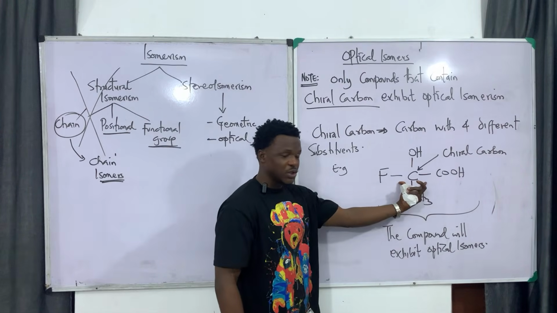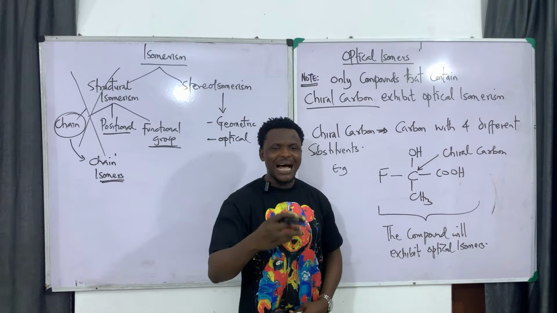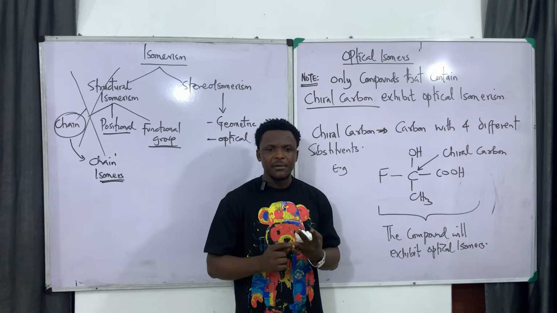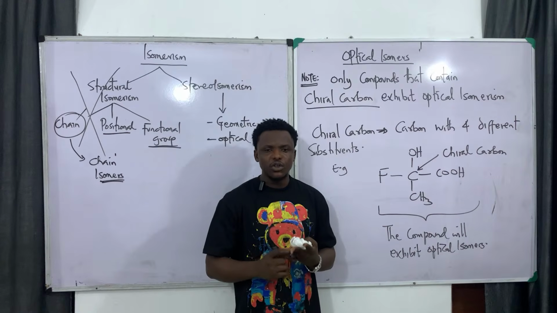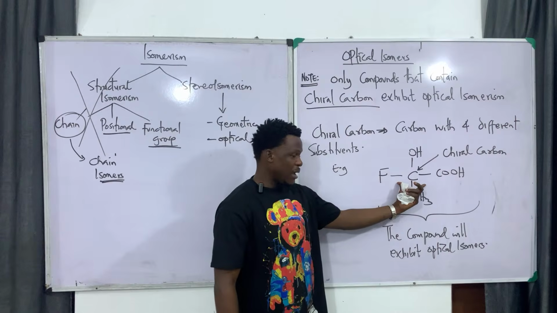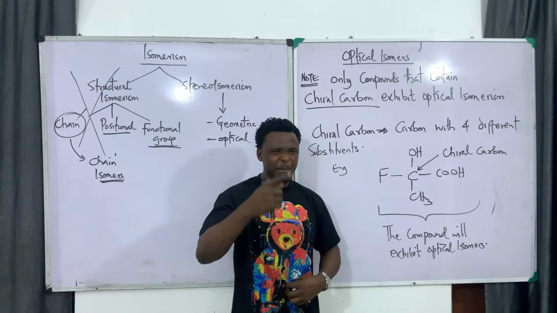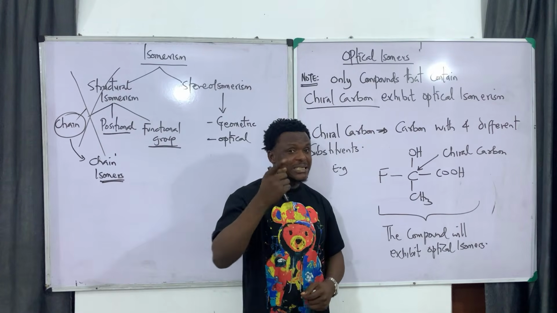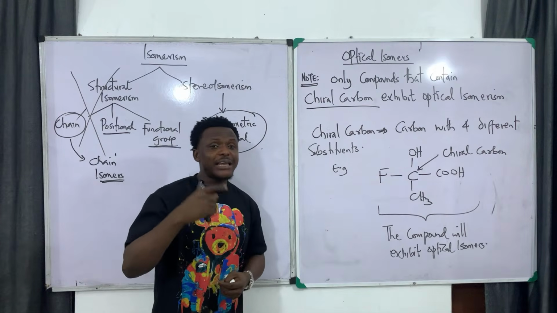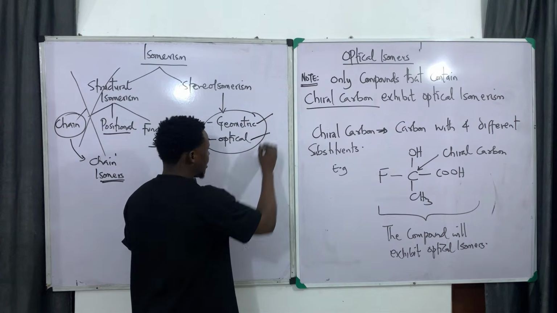This is from a Jamb past question, and the question was, the compound below will exhibit dash isomers. A, chain. B, optical. C, geometric. D, positional. Remember, anytime you hear this compound will exhibit, first your mind should come to either geometric or optical.